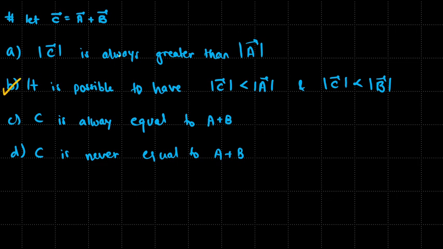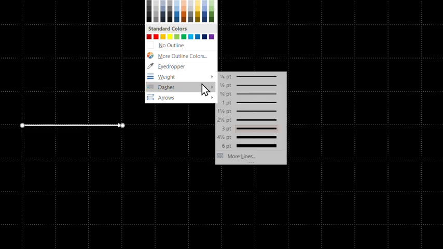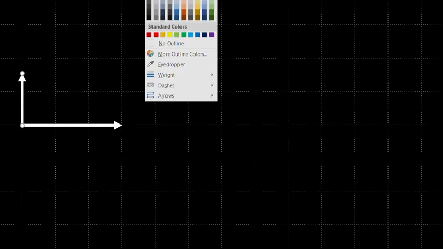So the first one we have is c is always greater than vector a. First of all, let's make it so that c is the resultant, so we don't have to care about it that much. So let's think of a and b. Let's say a is 3 units long, and b 1.5 units long, almost 1.25.